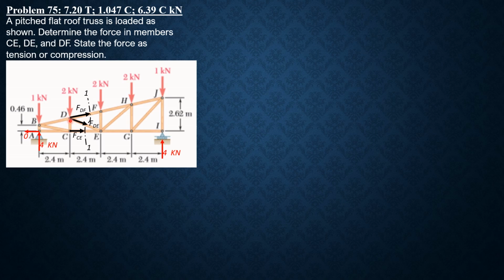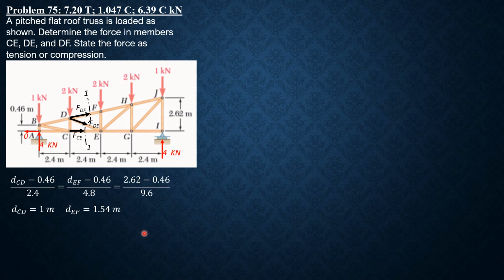So this is distance CD minus 0.46 as to 2.4 equals distance EF minus 0.46 as to 4.8 equals 2.62 minus 0.46 as to 9.6. So computing for distance CD, it is equal to 1 meter. Distance EF is equal to 1.54 meter. So therefore, this is just 1 meter.